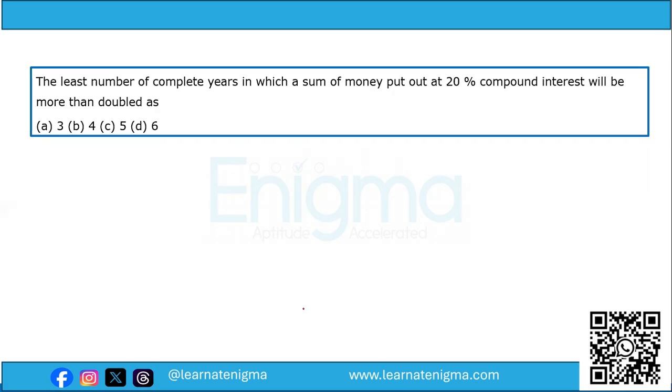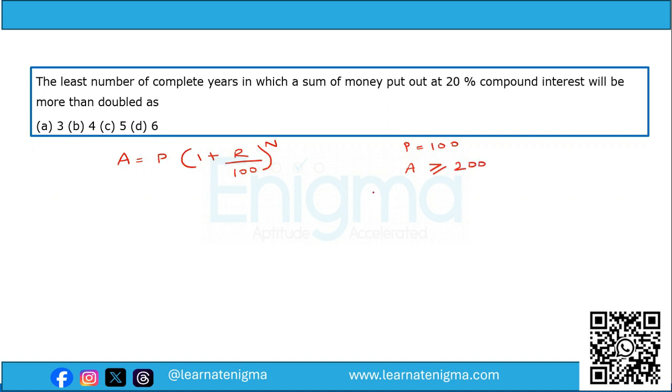The least number of complete years in which a sum of money put out at 20% compound interest will be more than double is asked. So now the formula which we can use in compound interest is A = P(1 + R/100)^N. Now we want the principal to be doubled. If we assume the principal as 100, the amount should be greater than or equal to 200.